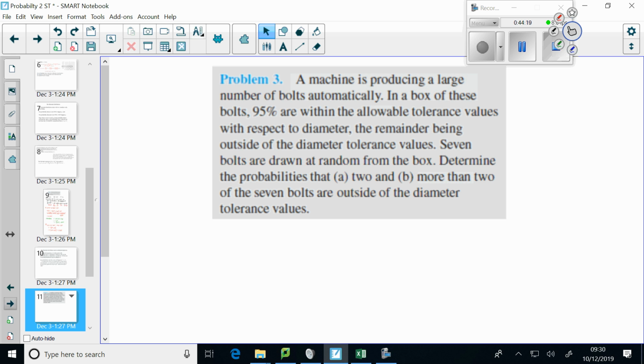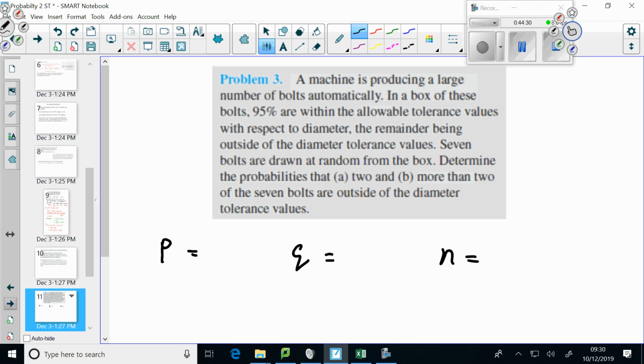Okay, so in this case, what are the values of P, Q, and N? Yeah, N is the number that we draw from the sample. So that's 7. P is the probability that the bolts are outside the allowable tolerance, so that's 0.05. Therefore, Q is 0.95. Yeah, it's the percentage as a decimal. Are you all comfortable with that easy conversion of percentages to decimals? Yep. Hopefully.